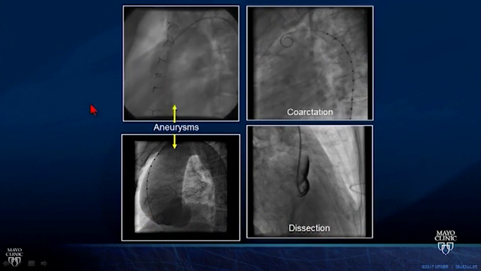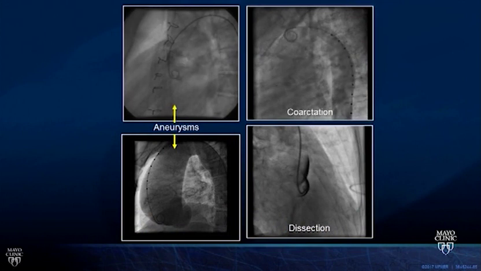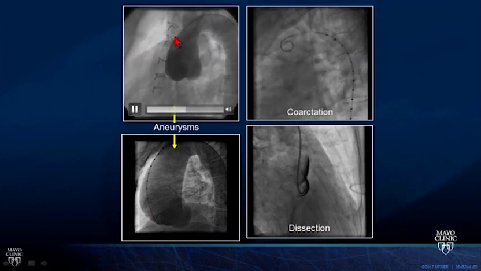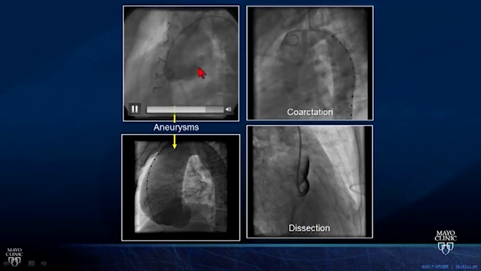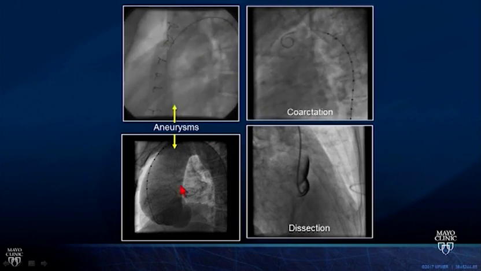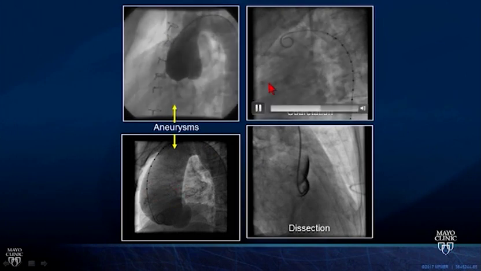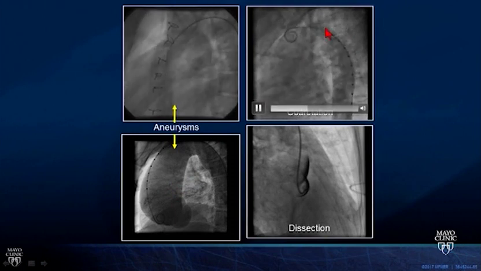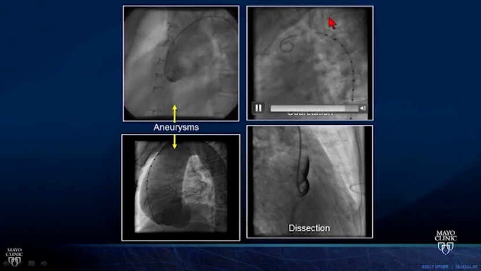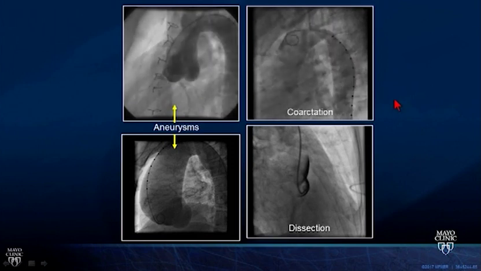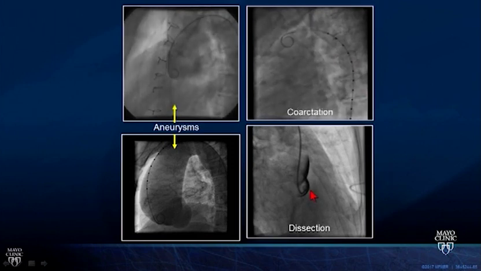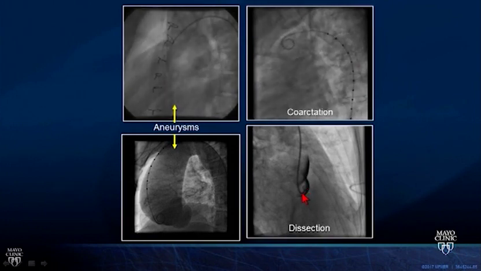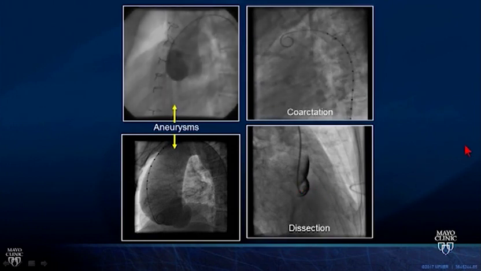Here's some examples of other aortic pathology that you can see on an aortogram. On the top left, this is an aneurysm involving the aortic root and the proximal ascending aorta. Here's an aneurysm more in the proximal and mid-ascending aorta. Over here, you can see a coarctation just distal to the subclavian artery, and you see a hypoplastic left subclavian artery as well. And then here's an example of aortic dissection where you see dye hang up within the wall of the aorta.